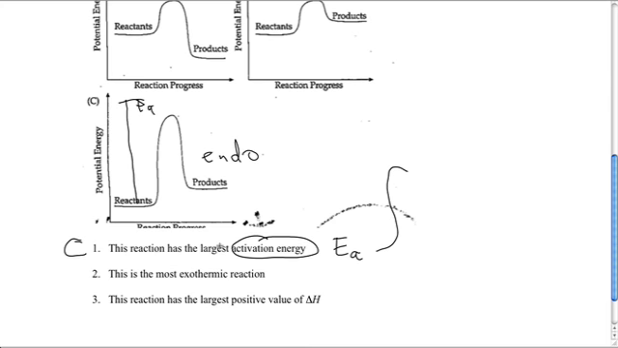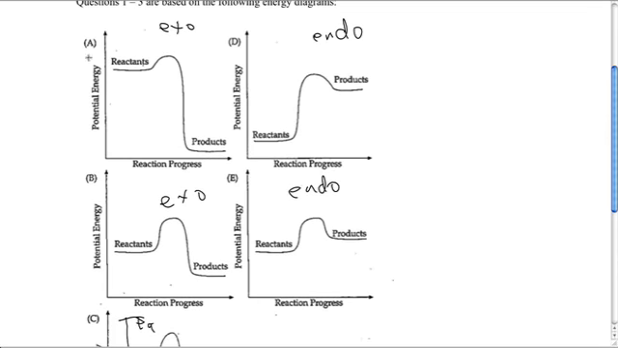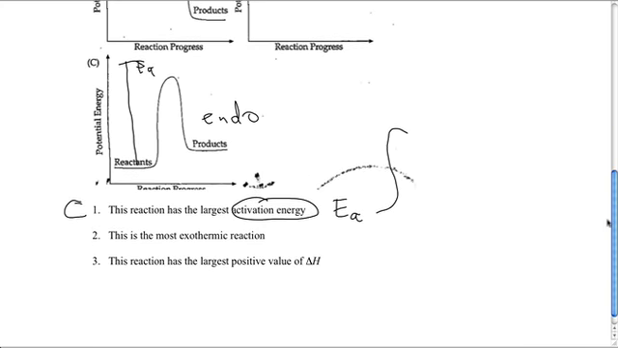This is the most exothermic reaction. The most exothermic reaction is the one that's going to have the largest difference between beginning and finishing, and you're going to end lower. So that's going to be A. Delta H is very much less than 0 for A.